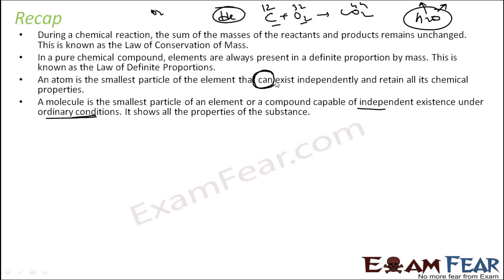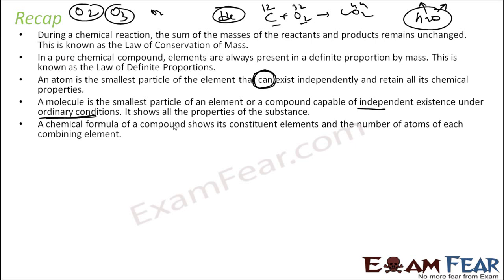Please note there is a "can" here, and this is under all conditions. That's why I told you oxygen can exist as an atom, but oxygen typically exists in O2 or O3 form. This is the molecule form, and it shows and retains all the properties. So you can actually break a molecule into atoms and they will exist independently under some conditions, but the molecule exists under ordinary conditions.